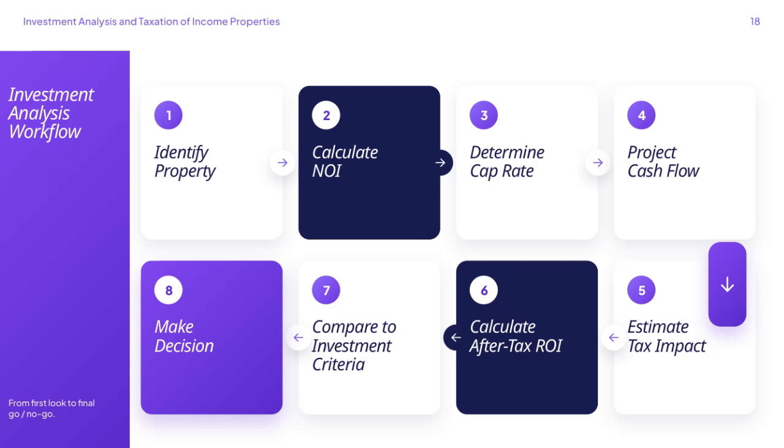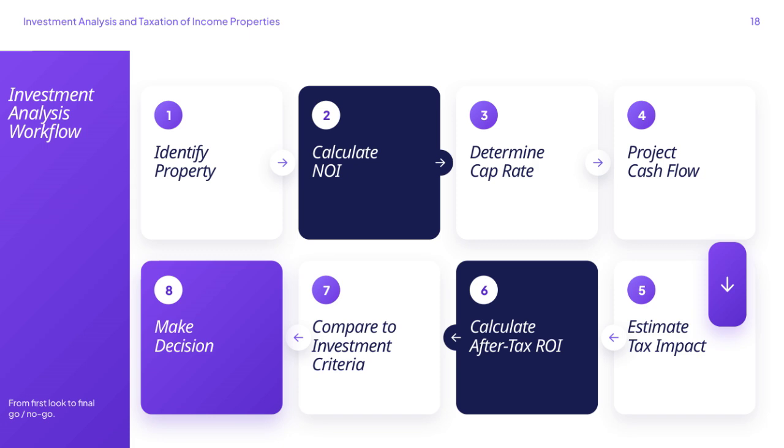Let's walk through the investment analysis workflow from the initial evaluation to the final decision. First, we start by identifying the property that we're interested in. Once we have the property selected, the next step is to calculate the net operating income, or NOI, which gives us a clear picture of the property's profitability before financing and taxes. After we determine the NOI, we calculate the capitalization rate, or cap rate, which helps us understand the expected rate of return based on the property's income.